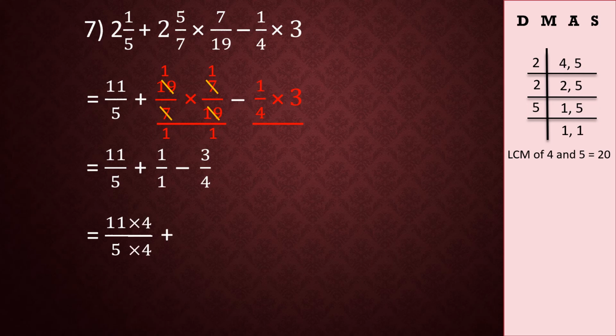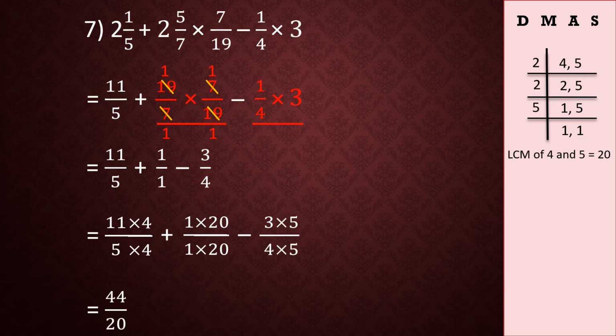Then write plus sign as it is. Now tell me, in 1 upon 1, which digit will you multiply to bring 20 in the place of denominator? Yes, 20, because 1 20s are 20. So multiply numerator and denominator by the same number 20. Then write minus sign as it is. Now tell me, in 3 upon 4, which digit will you multiply to bring 20 in the place of denominator? Yes, 5, because 4 5s are 20. So multiply numerator and denominator by the same number 5. Now simplify. We get 44 upon 20 plus 20 upon 20 minus 15 upon 20.